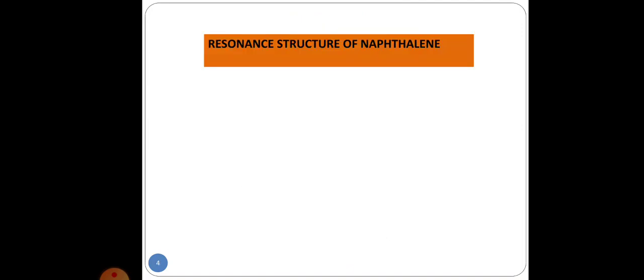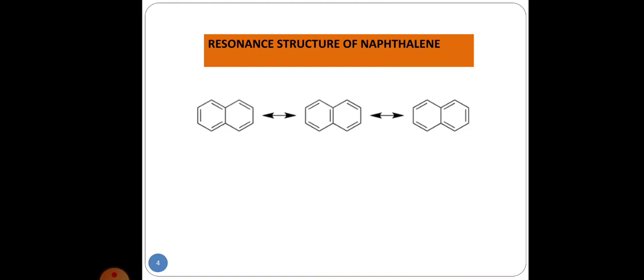Coming to the resonance structure of naphthalene. Based on the delocalization of electrons that is taking place in naphthalene, naphthalene can exist in these following three resonance forms.